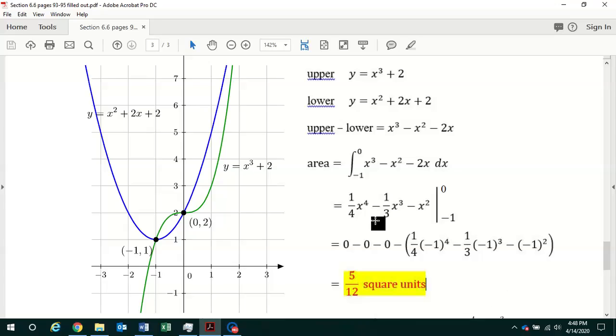So when we put in minus 1 for x, we have 1/4 times minus 1 to the 4th power, minus 1/3 times minus 1 cubed, minus a negative 1 squared. And now this is all arithmetic. We've got to follow the order of operations, PEMDAS, and when you do that, you should end up with the value of this arithmetic expression being 5/12. And so the area sandwiched between the graphs of these two equations is equal to 5/12 square units, which is greater than 0 and less than 1, just like we expected it would be.